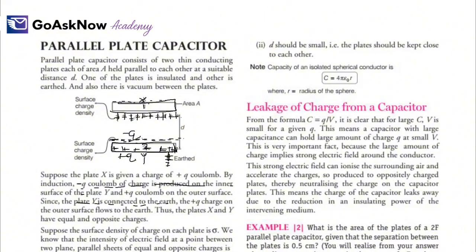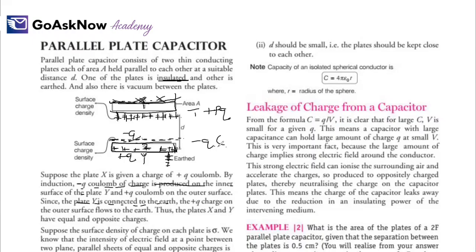Yes, here you can see that this has plus charge, but this surface is insulated. So that is why you will not get any induction of charge here. I have drawn it here, but you will not get any charge because it is insulated. One of the plates is insulated. So on the inner surfaces you will get equal and opposite charges, plus q coulomb here and minus q coulomb here, due to induction.